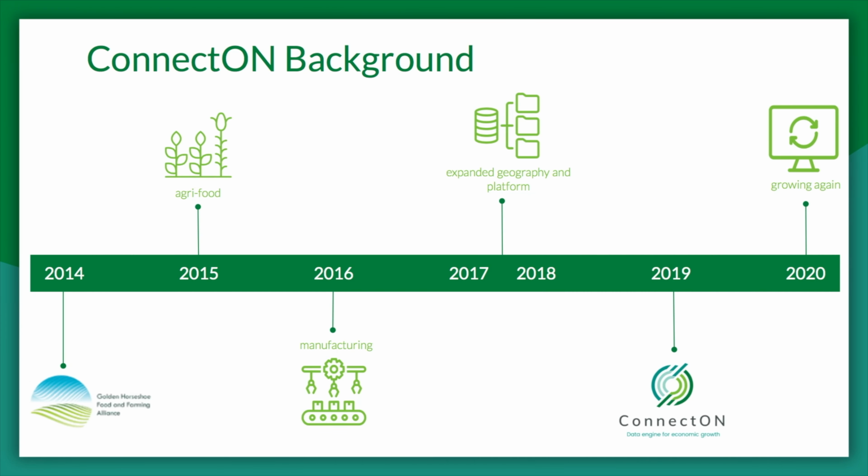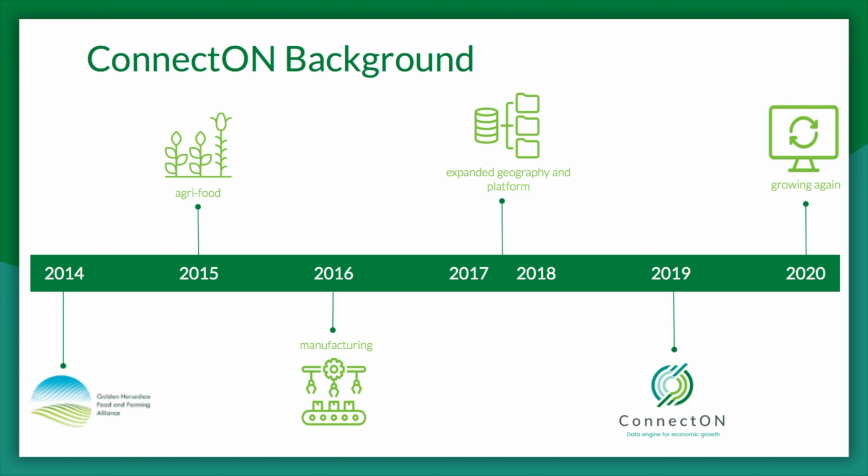ConnectON began in 2014 when the Golden Horseshoe Food and Farming Alliance identified agri-food asset mapping as an important tool to build a robust regional database. The project started as a pilot in 2015 involving the Golden Horseshoe municipalities and was further extended to include the Greater Golden Horseshoe area and Eastern Ontario. In 2016, the project expanded to include asset mapping of the manufacturing sector.